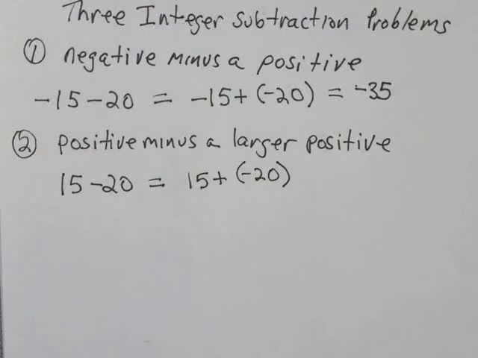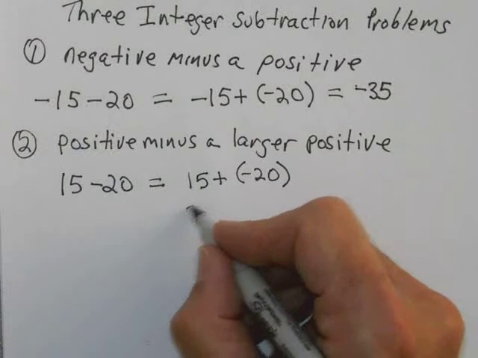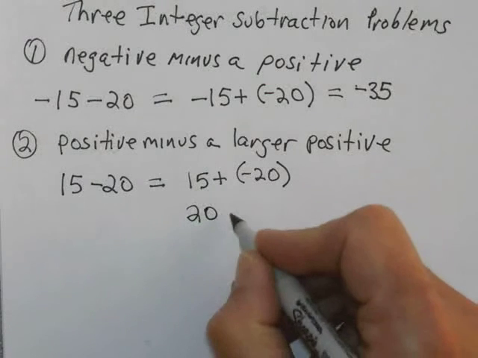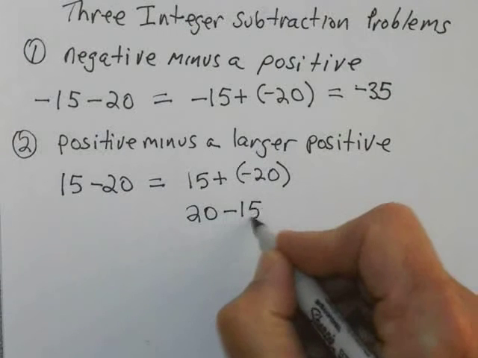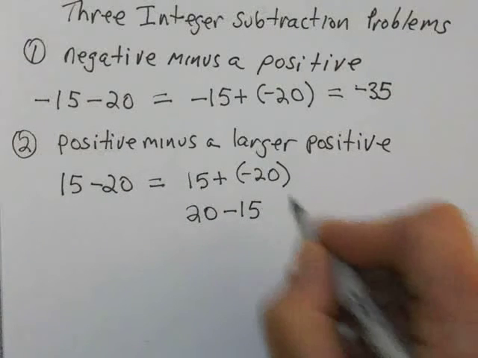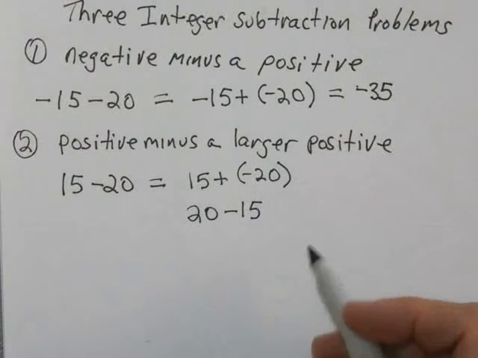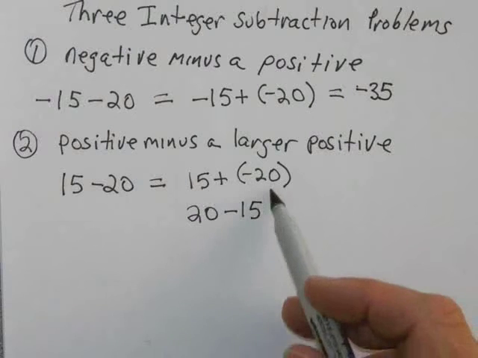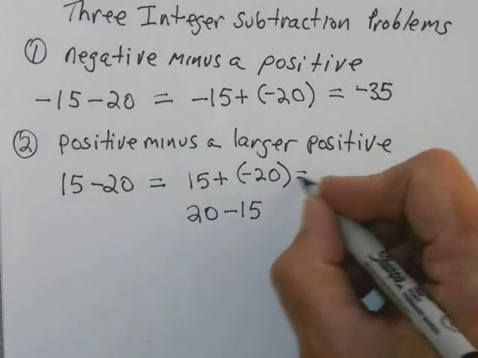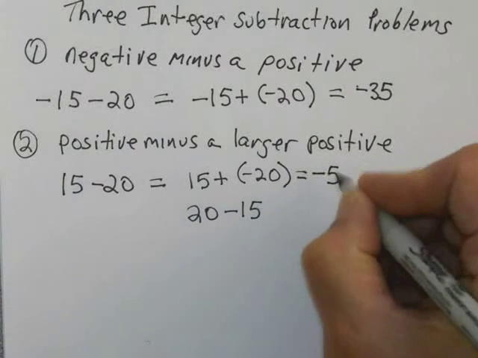And how do we solve this type of problem? You may remember from earlier videos, when we're adding integers with different signs, we want to find the difference between them, which would be 20 minus 15, which of course is going to equal 5. And is our answer positive or negative? Well, we know that we're going to use the sign of the number with a greater absolute value. And in this case, that would be a negative. This, of course, equals negative 5.